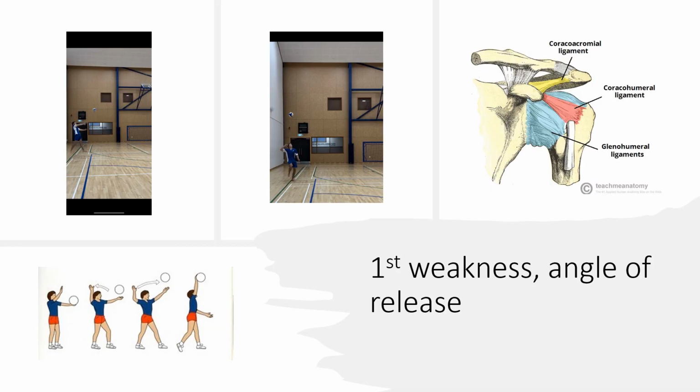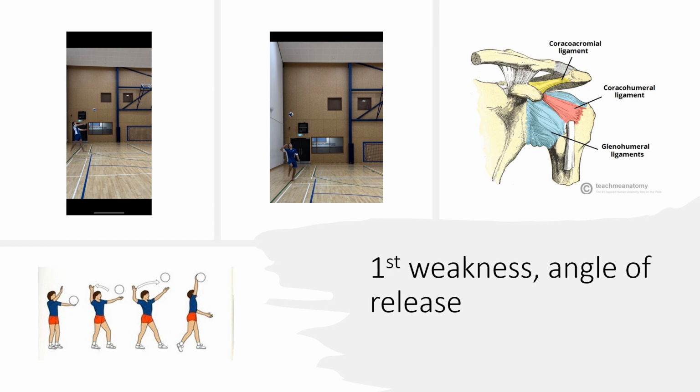My first weakness is angle of release. The angle of release changes the relationship between the horizontal and vertical components of a projectile. The ideal angle of release is 45 degrees, assuming there is no wind resistance and the takeoff and landing points are the same height. In my video, the angle of release when I was serving the ball was incorrect.